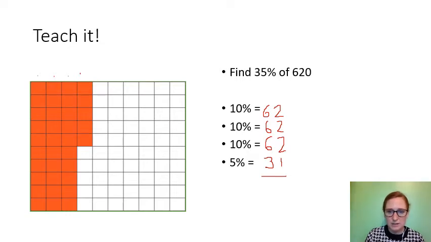2, 4, 6, 7, 6, 12, 18, 19, 20, 21. Once they're combined together, that will give me 35% of 620, which is 217. Now, some of you might have chosen to do this in a different way. You might have simply split it into 30% and 5%. If you know how to find 30% and you know how to find 5%, you can put them together to find 35%.